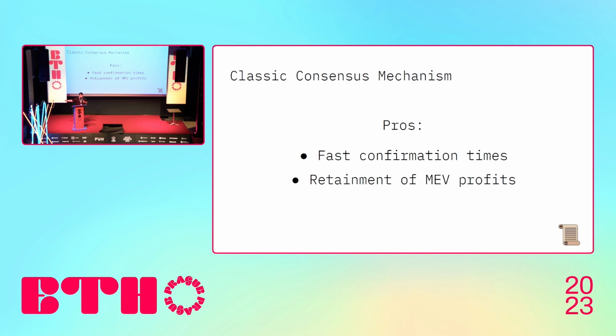And another big advantage of using a classic consensus mechanism is that you retain the control of the MEV profits. So let's say you order the transactions, you extract some value from them by defining a certain order, and then the protocol can decide how to distribute that MEV, whether to burn it, whether to distribute it to provers, etc. And I'll come back to that later.